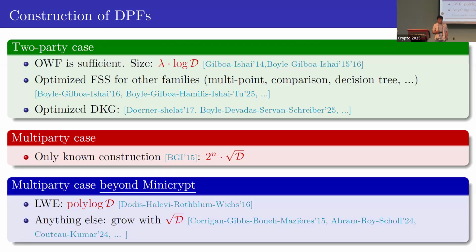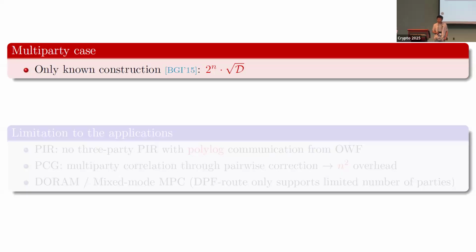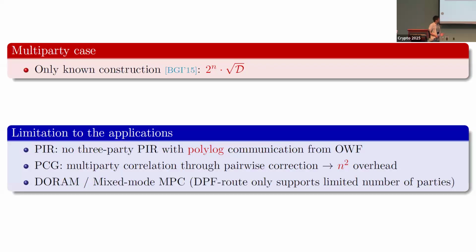If you're willing to relax the setting a little bit and go beyond minicrypt, notably, we have a construction from LWE that has polylog key size, but that goes through the FHE machinery. And anything beyond that, we don't have anything from any other assumptions that has efficiency lower than square root of D. I want to highlight that this lack of progress in multi-party distributed point functions has also imposed limitations on all the applications that distributed point functions imply. And this limitation is both feasibility-wise and efficiency-wise.